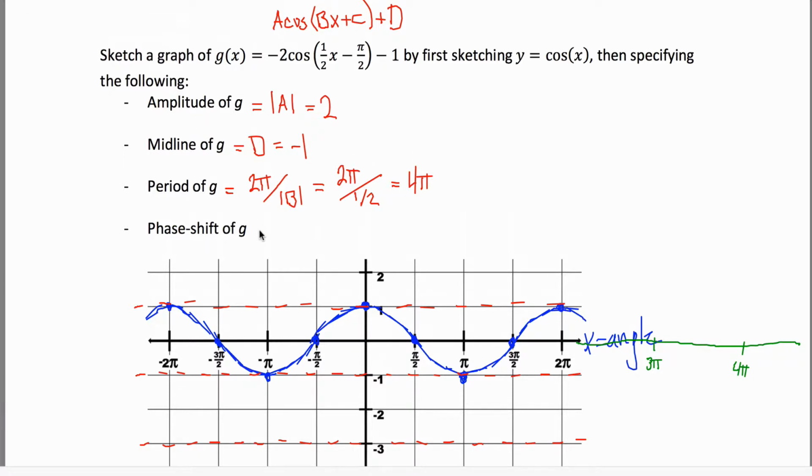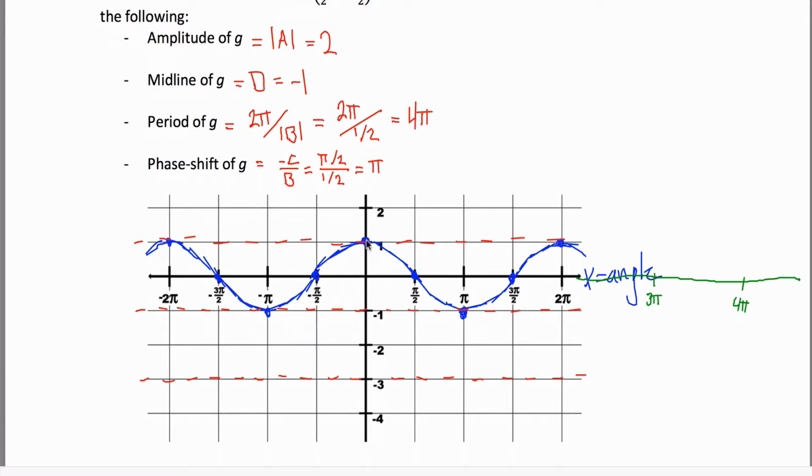The phase shift, just like it was before, is always negative c over b, as long as you're defining B and C as I do here, because I think that's the easiest, with all due respect to some publisher who thinks differently. So C is negative pi over 2. The negative of negative pi over 2 is positive pi over 2. But I want to divide that by B, which is 1/2. And again, if you write this as multiplication by the reciprocal of the denominator, you'll figure out that that's pi. What I'm saying is my starting spot, which used to be right here, is now going to have an x-coordinate of pi.